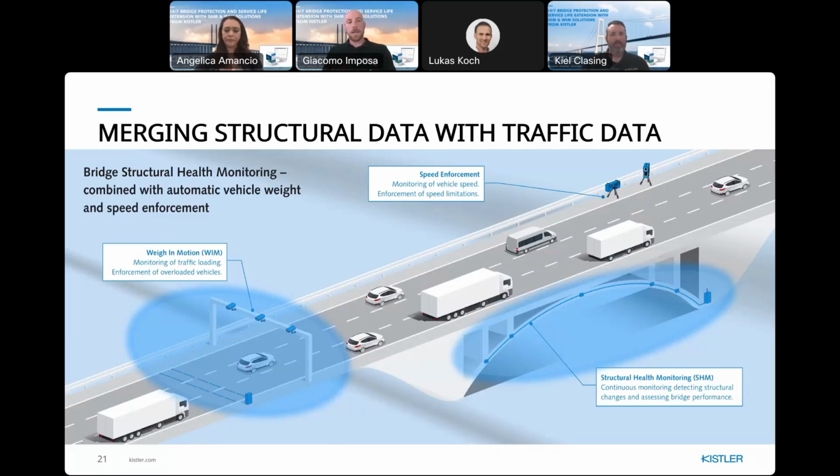We have on the left side the weighing motion, which is able to monitor the traffic loading and give important insights about the gross vehicle weight, axle load, tire screening, speed, and axle distance between different cars, and give us really good insights about the traffic information, which for us is the main action that affects the bridge.